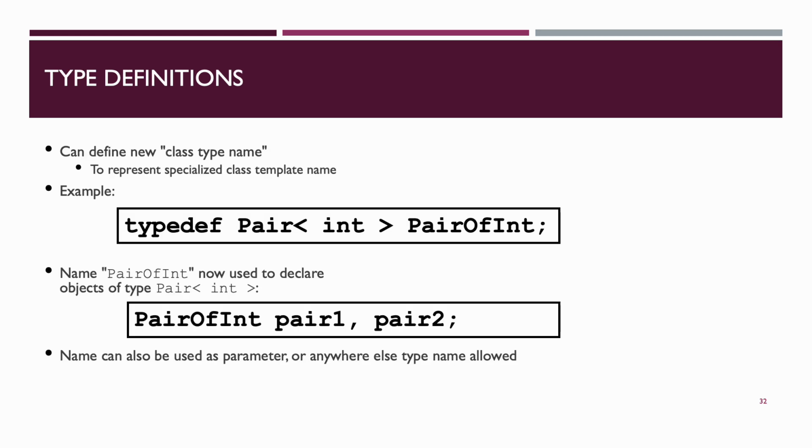Now here we have typedef. It can define a new class type name to represent a specialized class template name. For example, this typedef Pair<int> PairOfInt, the name PairOfInt is now used to declare objects of type pair. The name can also be used as a parameter or anywhere else a type name is allowed.